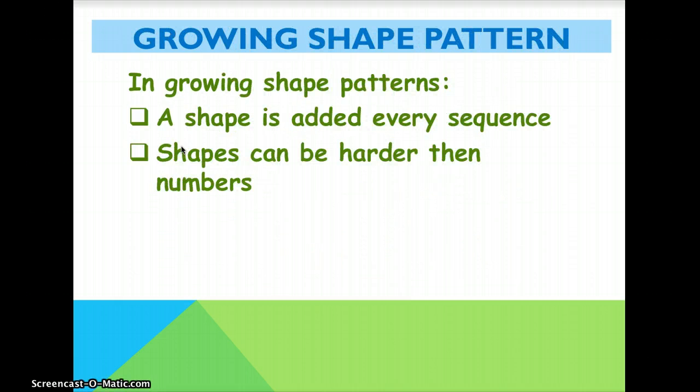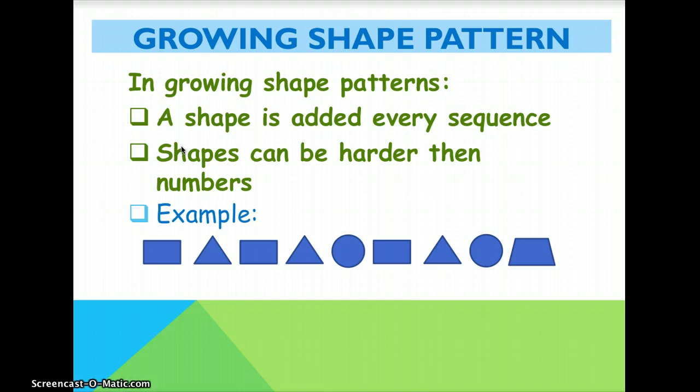A growing pattern can be created from shapes as well. Just like the growing number pattern, a shape is added to every sequence and it can start out with just one shape. Shapes can be harder to see than a pattern, but it is exactly the same as number patterns. In this example, it starts with a rectangle and then a triangle. Then it is repeated and a circle is added. Then that sequence, rectangle, triangle, circle, is repeated, and then a rhombus is added. You can see it grow.